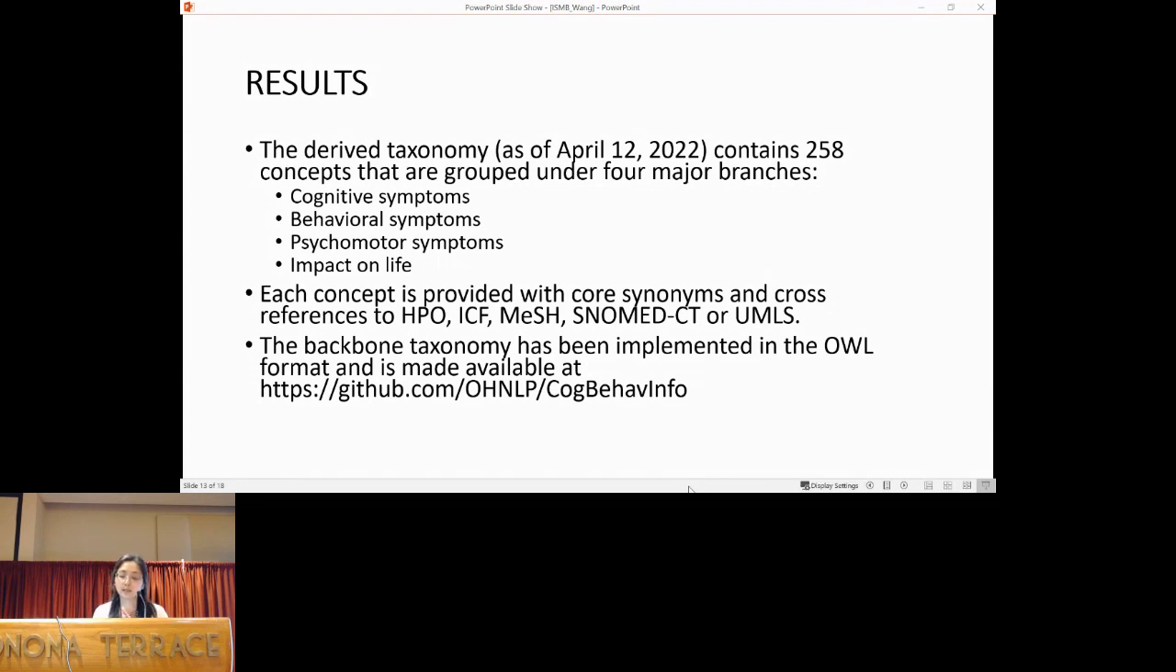The last one is impact on life. So each concept is provided with core synonyms and cross-references in addition to their definition. The cross-references are just mentioned to these ontologies. This resource is publicly available at the GitHub webpage.